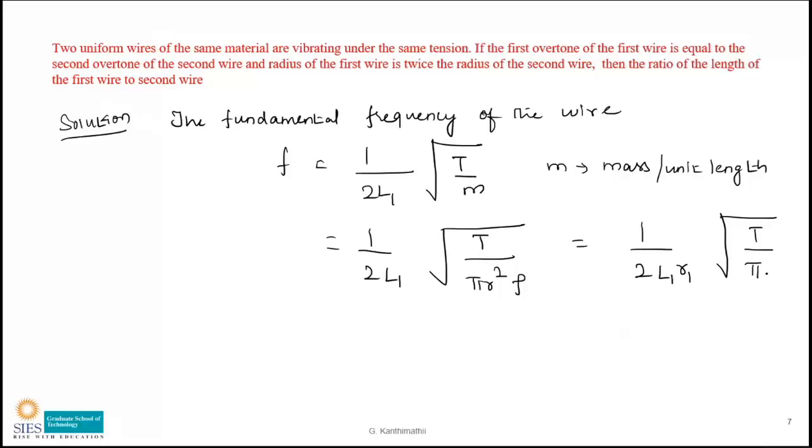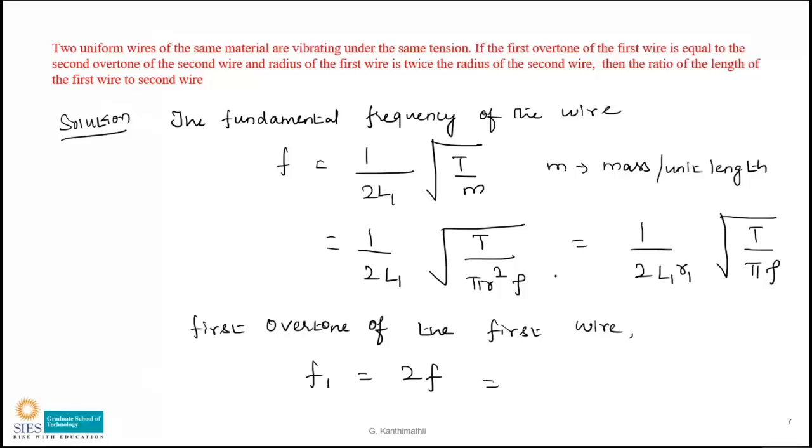Now let's go for the first overtone. The first overtone of the first wire, I'm going to mention as F1. F1 is nothing but 2f, as we know. Substitute this value of f as 1 upon 2 L1 R1 into square root of T by pi rho. So this would become 2 upon 2 L1 R1 square root of T upon pi rho, which is nothing but 1 upon L1 R1 square root of T upon pi rho.